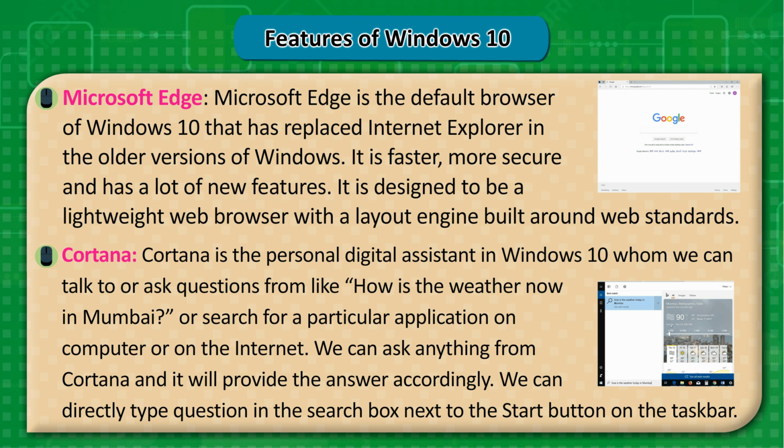Cortana. Cortana is the personal digital assistant in Windows, whom we can talk to or ask questions, like how is the weather now in Mumbai, or search for a particular application on the computer or on the internet. We can ask anything from Cortana and it will provide the answer accordingly. We can directly type a question in the search box next to the Start button on the taskbar.